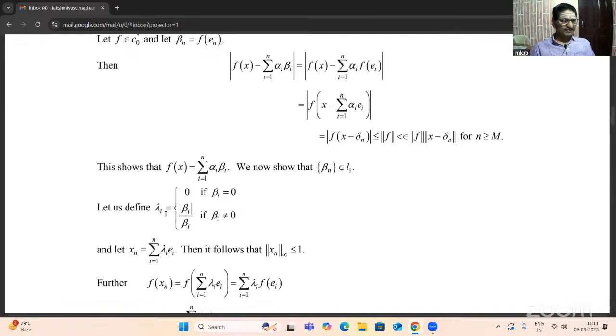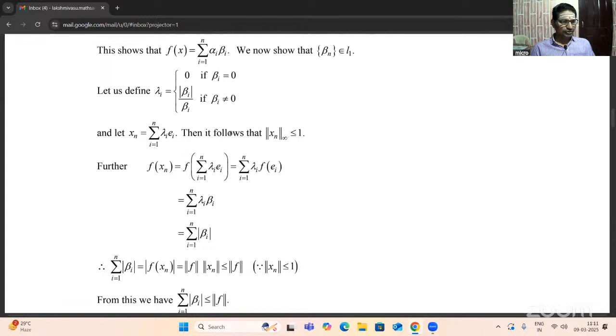Now what is the value of lambda i? When you define lambda i, that value is 0 if beta i equals 0. So lambda i equals mod beta i by beta i, if beta i is not equal to 0.